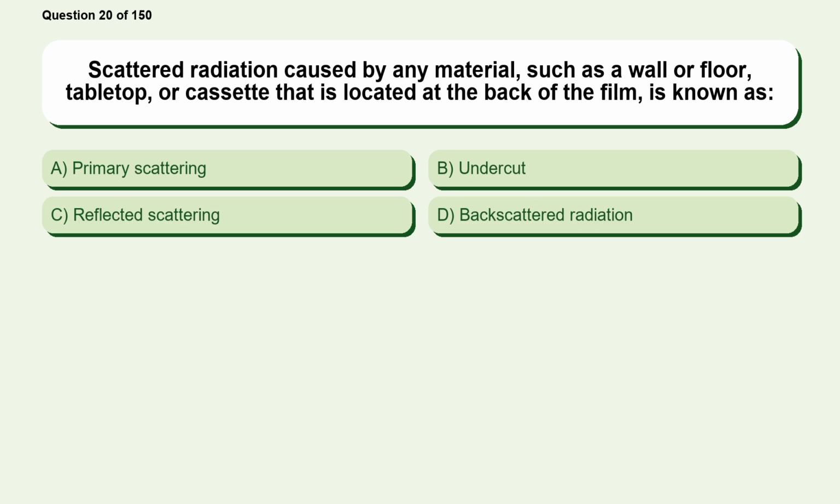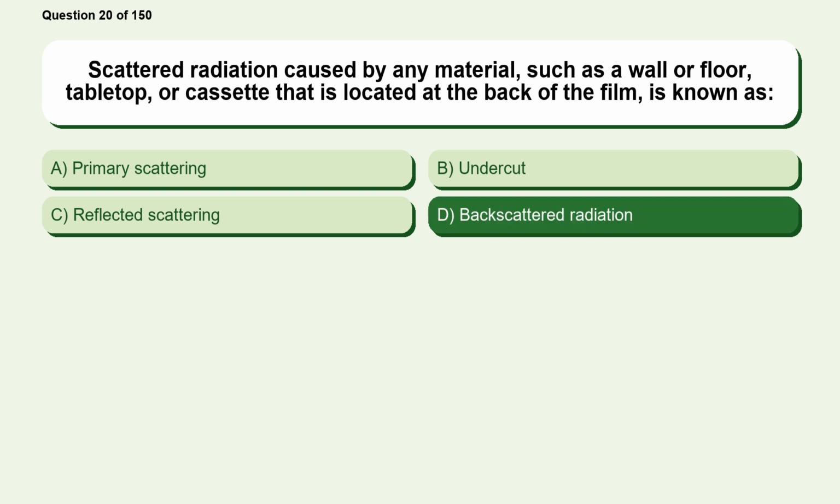Question 20. Scattered radiation caused by any material, such as a wall or floor, tabletop, or cassette that is located at the back of the film, is known as Option A, primary scattering. Option B, undercut. Option C, reflected scattering. Option D, backscattered radiation. The correct answer is option D, backscattered radiation.